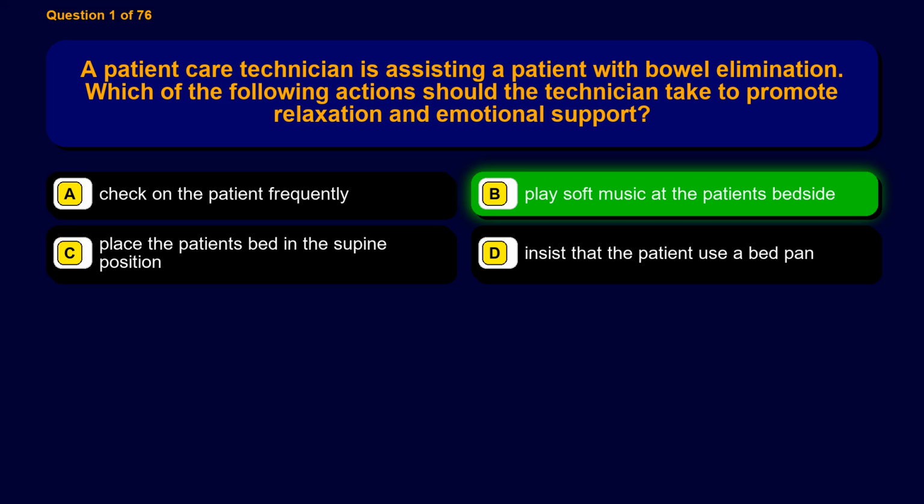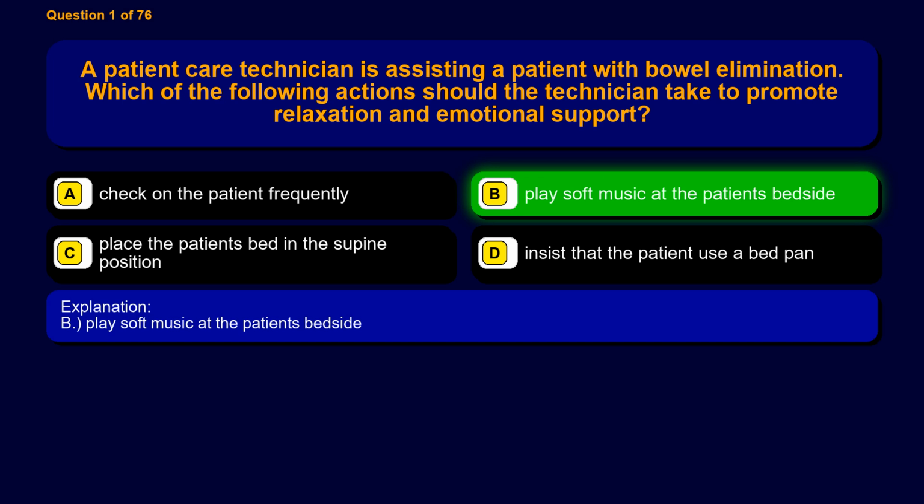The correct answer is option B. Play soft music at the patient's bedside.